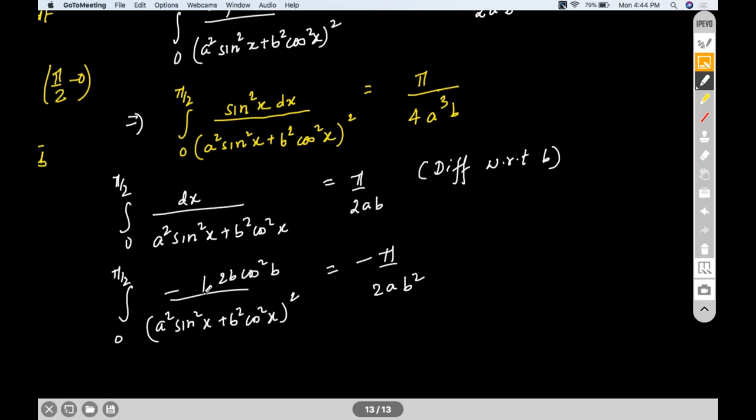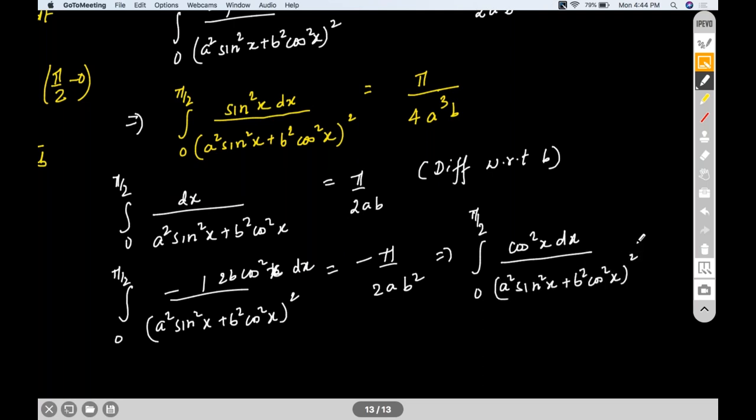Is that fine? Now drop the factor of minus 2b from both sides, so it'll become integral from 0 to pi by 2 of cos square x dx by (a square sine square x plus b square cos square x) whole square, and on the right hand side I'll have pi by 4 a b cube, right?